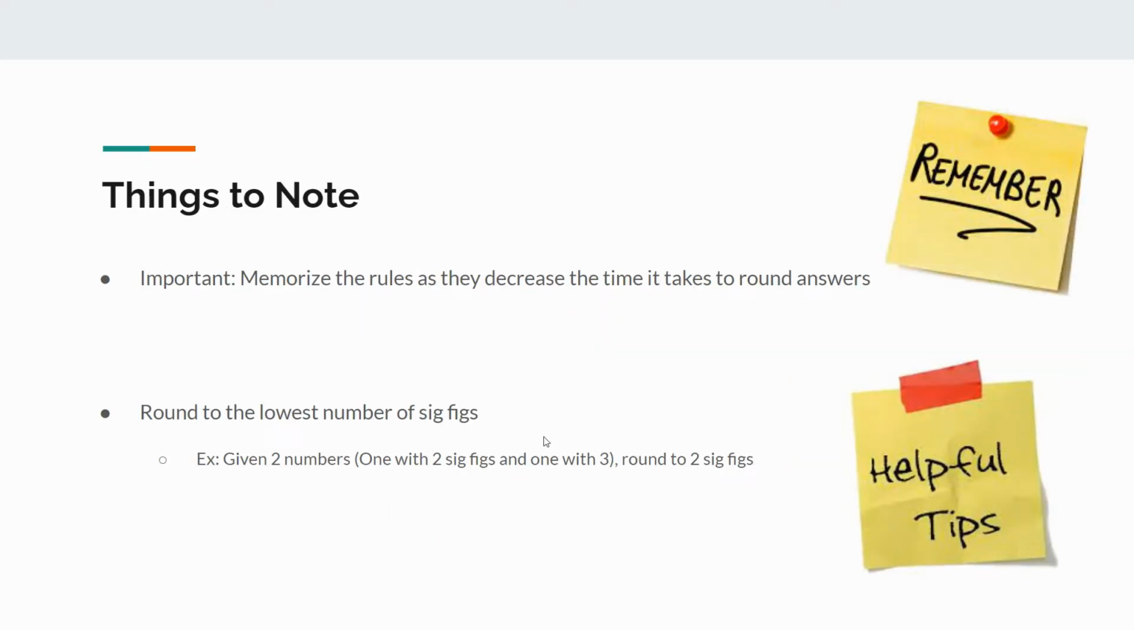Memorizing these rules is very important as they will make you faster at rounding numbers. In word problems, make sure to round to the lowest number of sig figs that are present in the question. For example, if a question gives you 2 numbers, one of which has 2 sig figs and the other has 3 sig figs, you would round to 2 sig figs since it is the lowest out of the 2 numbers.